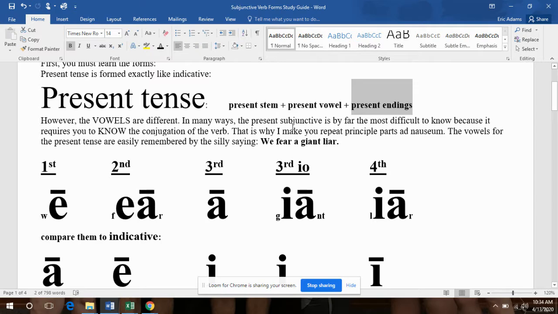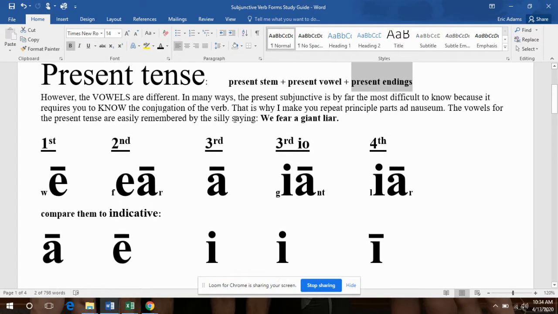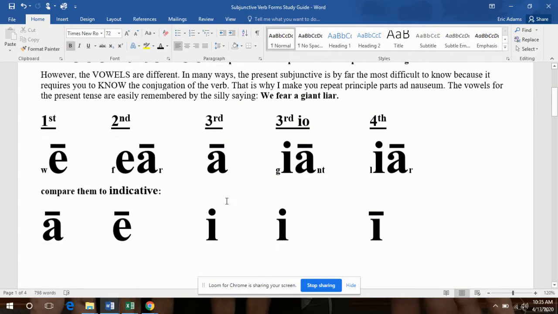The present stem, we all know, as we have said it 1,000 times. Second principal part is the present active infinitive. The present active infinitive gives the conjugation and the present stem. It is in the vowels that would be the differentiation between the subjunctive and the indicative. You can easily remember what the vowels are for the subjunctive by the silly little saying, we fear a giant liar. And here within it, you can see we fear a giant liar. And in that way, those vowels are different than the indicative.